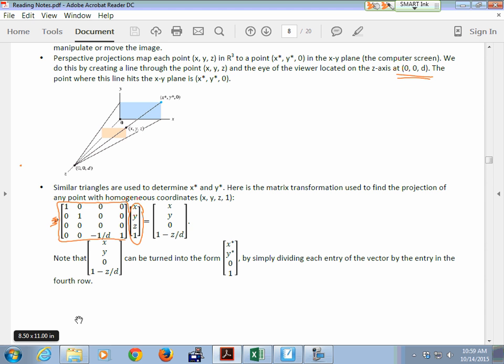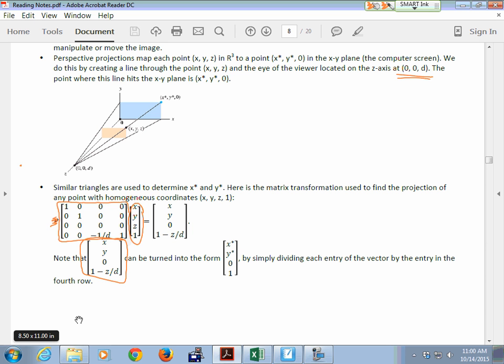So this is your matrix. You'll just have to memorize it, right? You've got 1, 0, 0, 0, 0, 1, 0, 0, 3 zeros, and then negative 1 over d. d is your distance from the computer screen, and then 0, 0, 0, 1. Multiply by your homogeneous coordinates for each point on your 3D object, and you get this result. So this is the result when you do that multiplication.